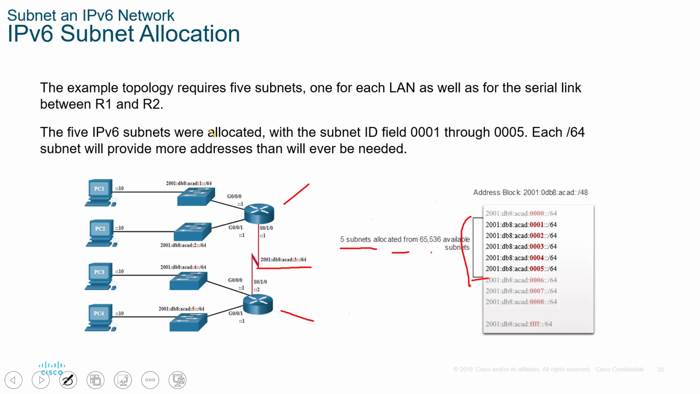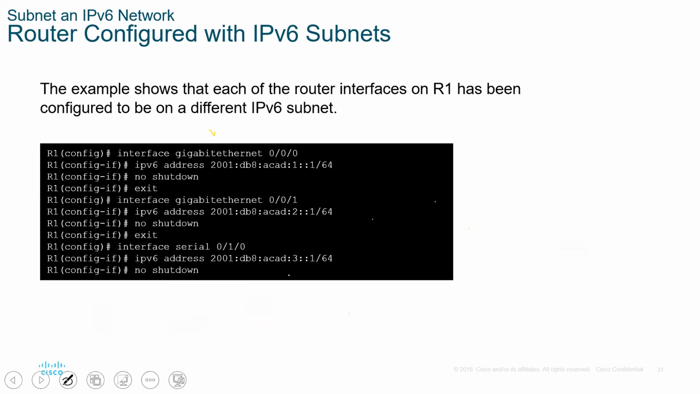So the 5 IP version 6 subnets were allocated with the subnet ID 001 through 005, each on a /64. All right, so that is how it is. I pick this one. You see, this one takes 001, this one takes 002, this one takes 4, this is 5, and then this one takes 3. So that's just it, nothing too much. Once you do that, you can apply it to your router.